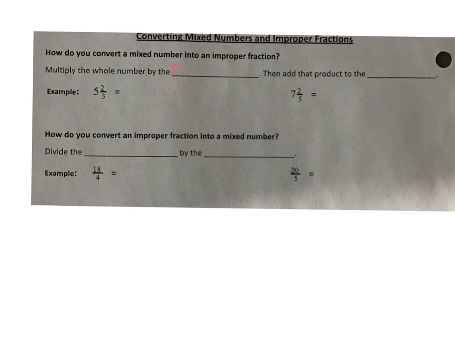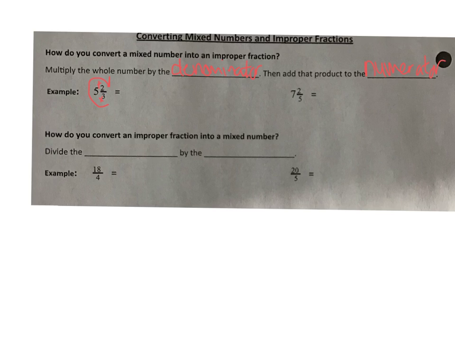So first, when you're going from a mixed number to an improper fraction, you multiply the whole number by the denominator, and then add that product to the numerator. So I always say you kind of cartwheel, you multiply, and then you add. Someone else has said in the past, cartwheel just because you kind of go around. Someone else said you make it mad. So you multiply, you add, and then you keep the denominator.